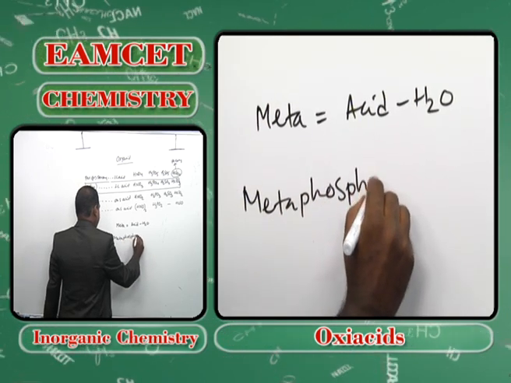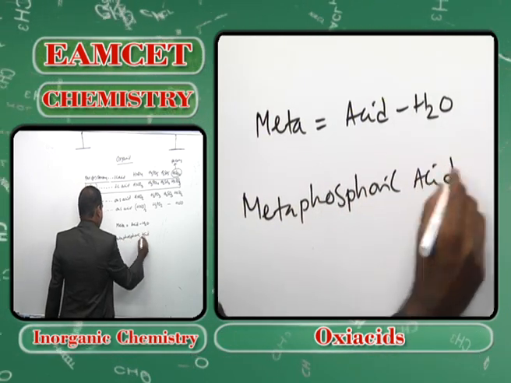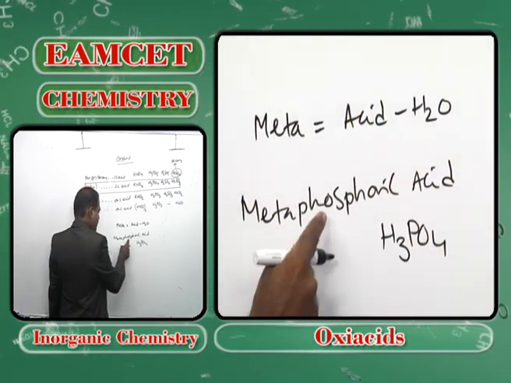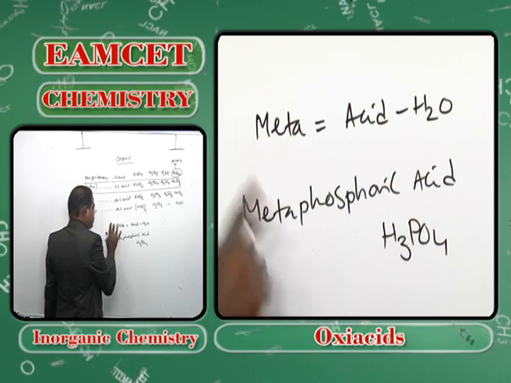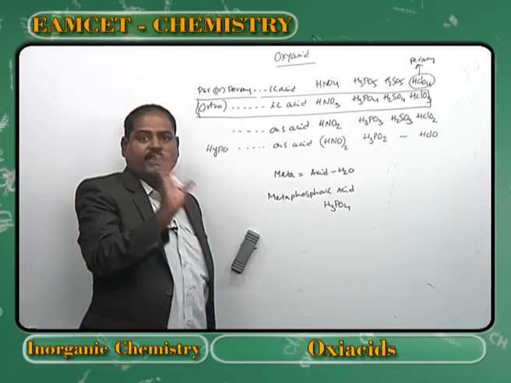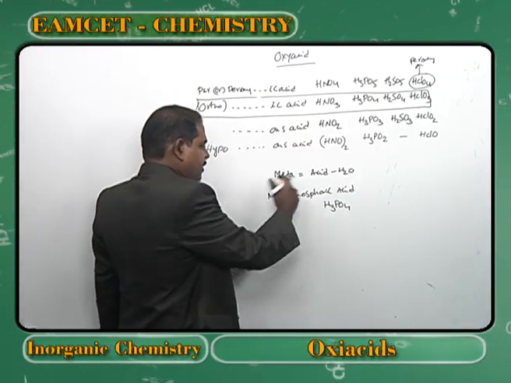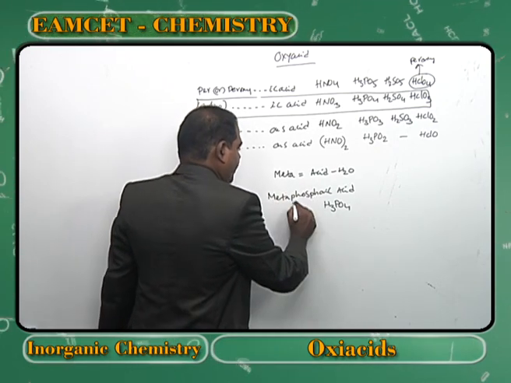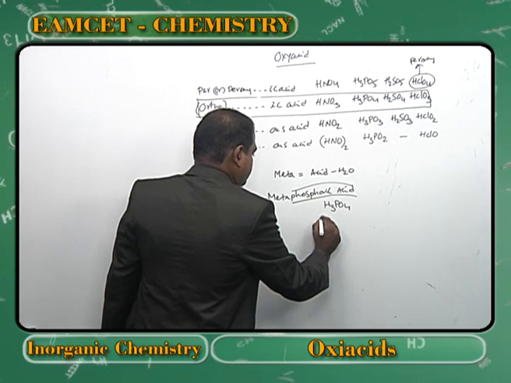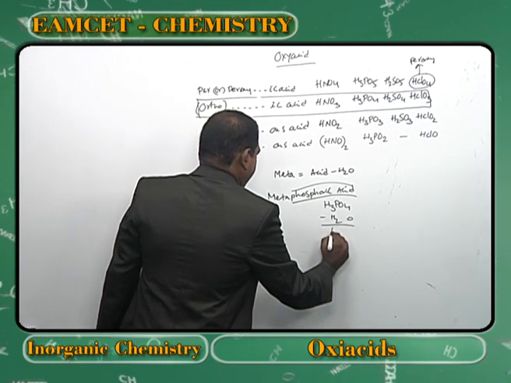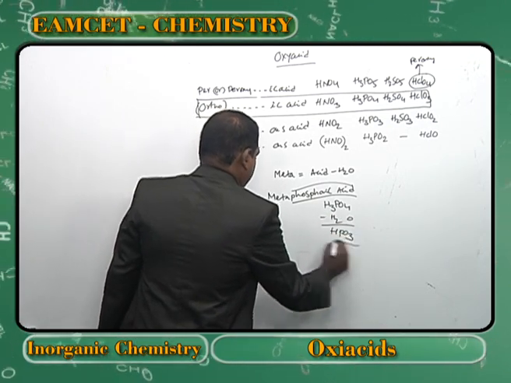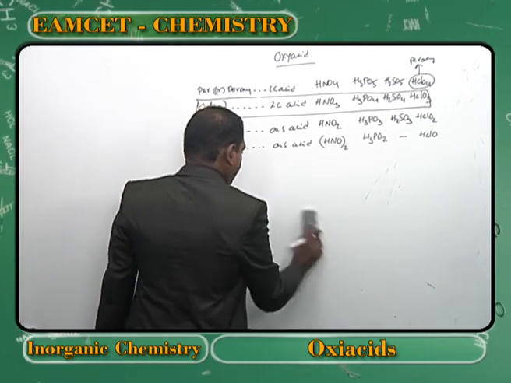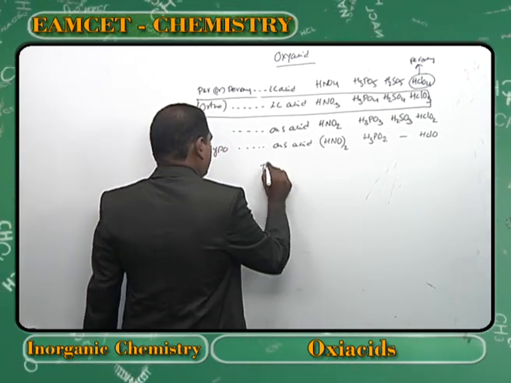Metaphosphoric acid. It is H3PO4, phosphoric acid, minus H2O. Meta means minus H2O. Metaphosphoric acid is phosphoric acid minus H2O: HPO3, metaphosphoric acid.